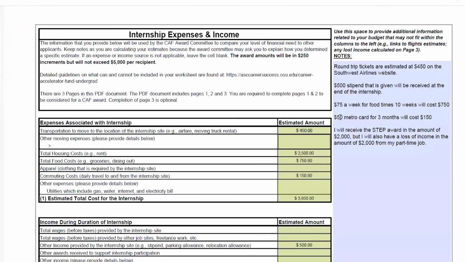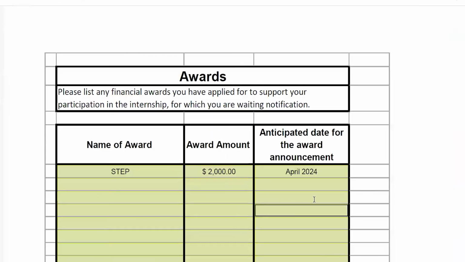Going back to page 1 is where we can include more information. So for example, I will receive the STEP award in the amount of $2,000, but I will also have a loss of income in the amount of $2,000 for my part-time job. And this gives the selection committee more information to better assess your application.